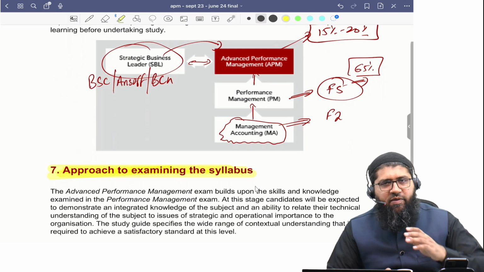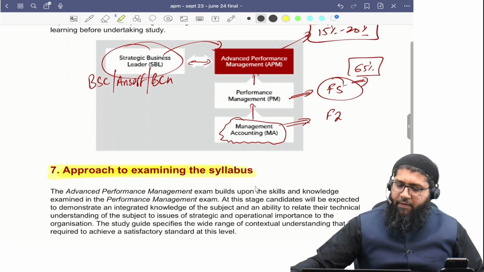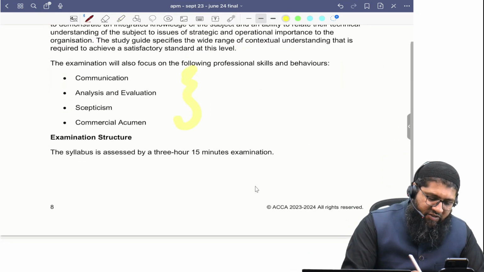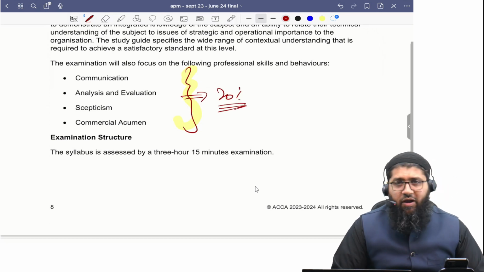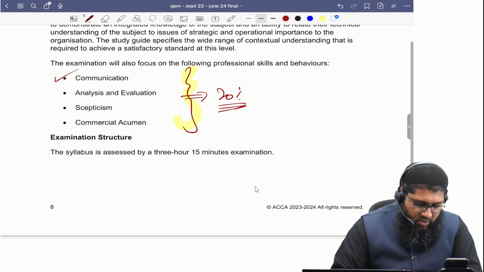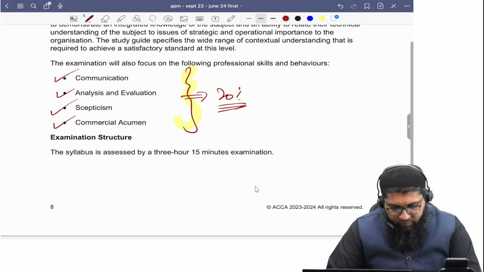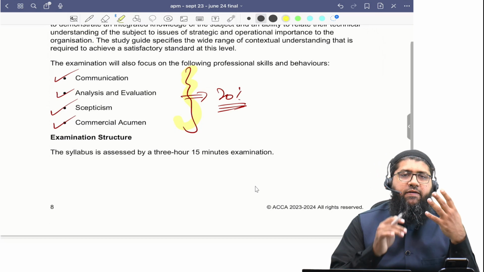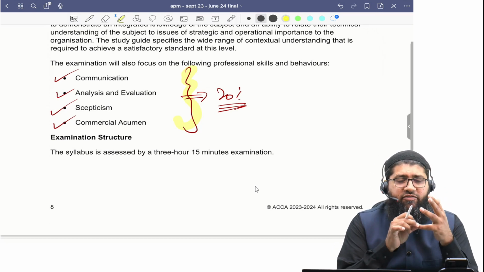But otherwise, it has been in place for the AFM, APM, and the AAA papers. So what happens is that now the examiner is testing the exam like this, that there are 20 marks which are dedicated to the professional skills of communication, analysis and evaluation, skepticism, and commercial acumen. So these are the 4 professional skills. You have got 20 marks that are allocated to these professional skills.